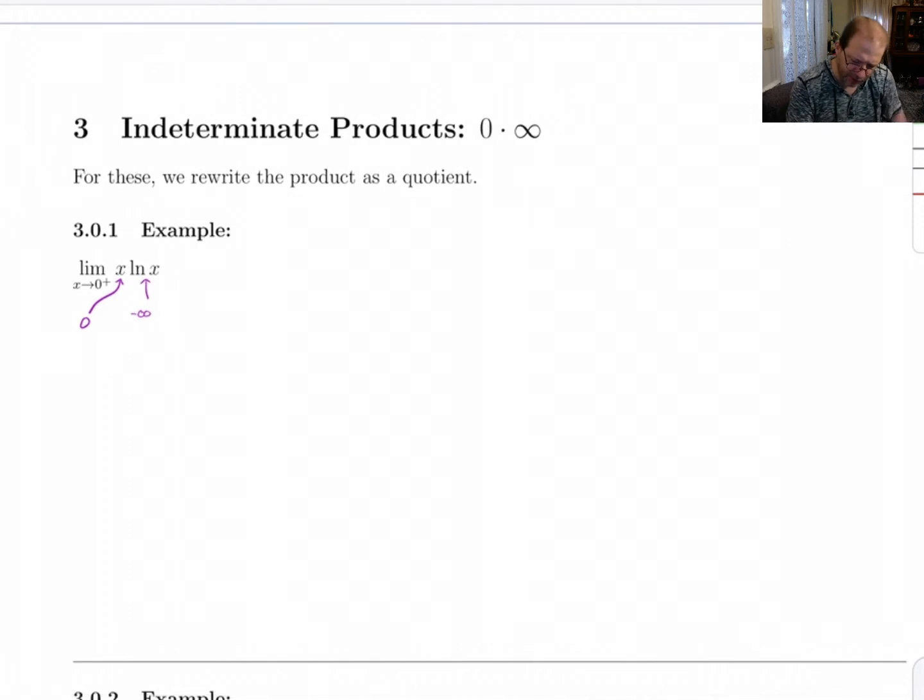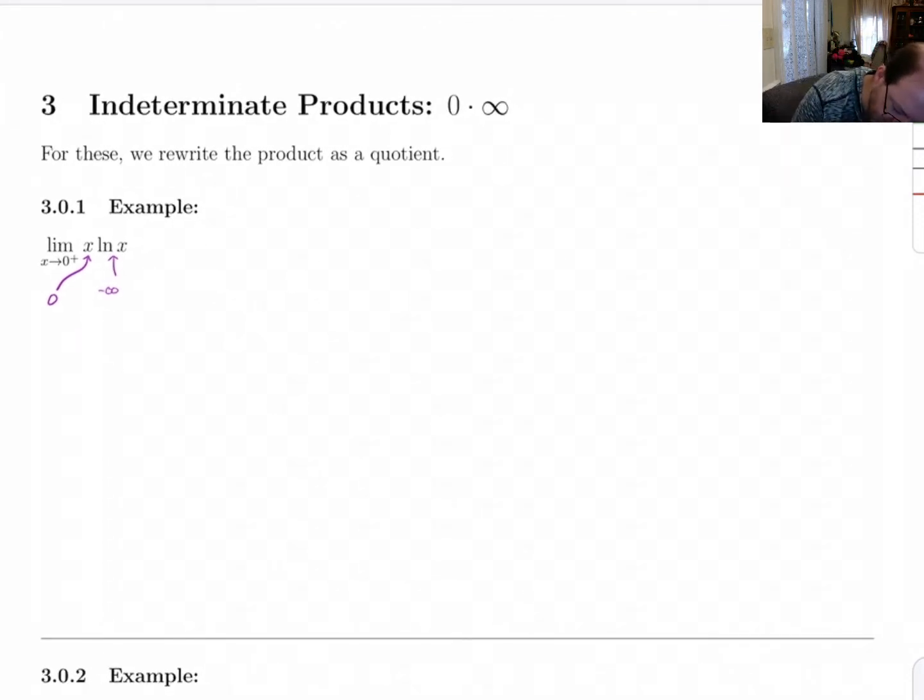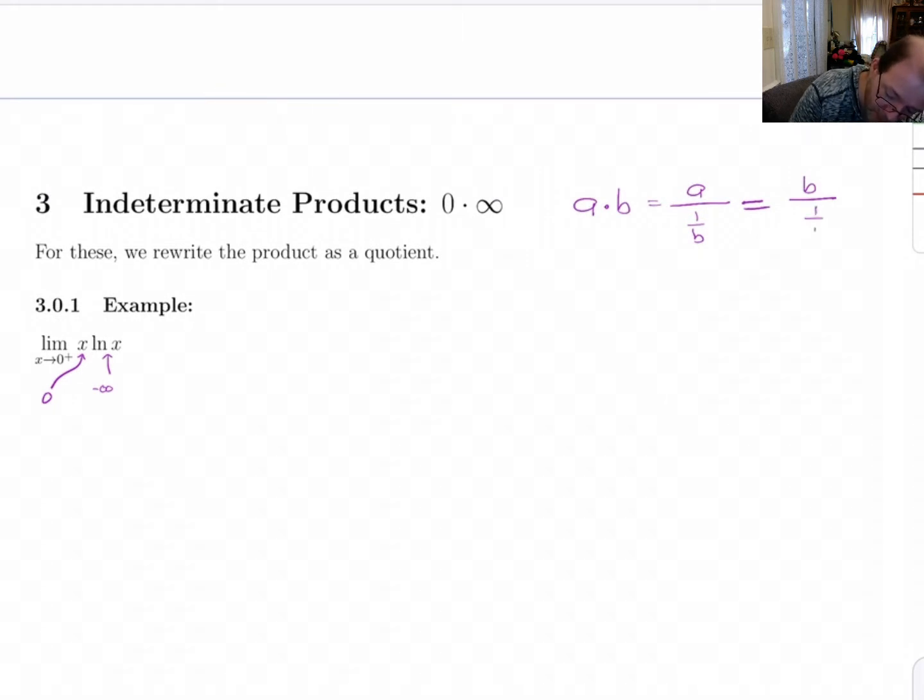So here's how you deal with these in general. If you've got two things that are multiplied together, a and b, what you want to do is rewrite it either as a over 1 over b or b over 1 over a. In other words, instead of multiplying, like for this first one here, instead of taking a and multiplying by b, you take a and divide by the reciprocal of b. So that will turn this into one of the forms that we've seen before.